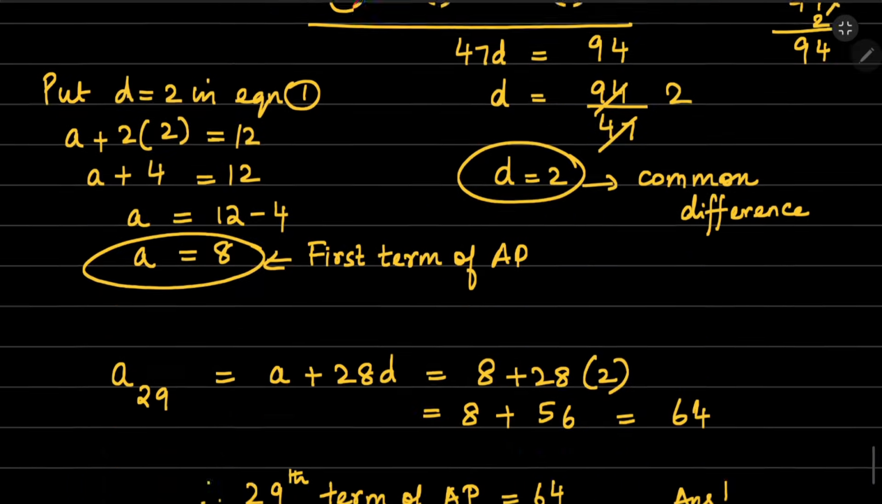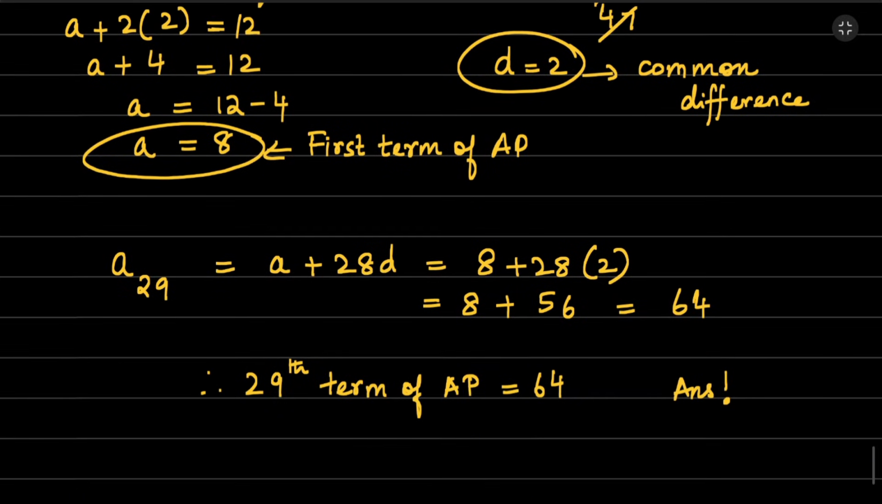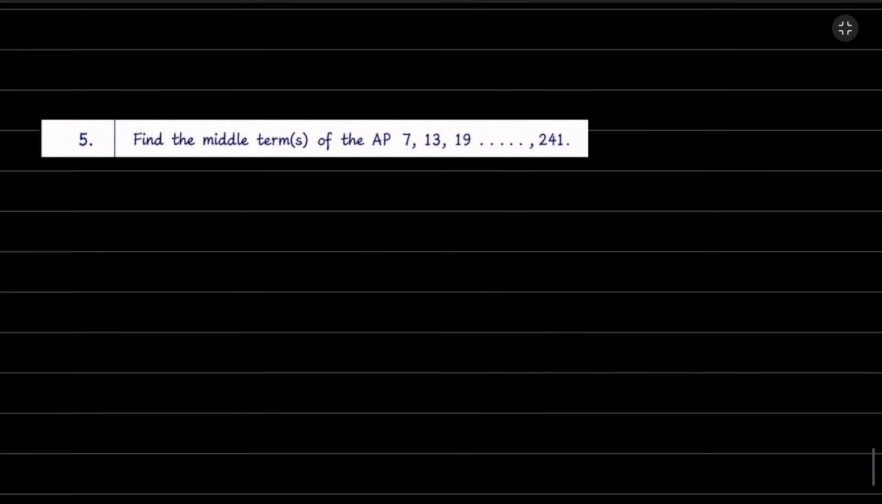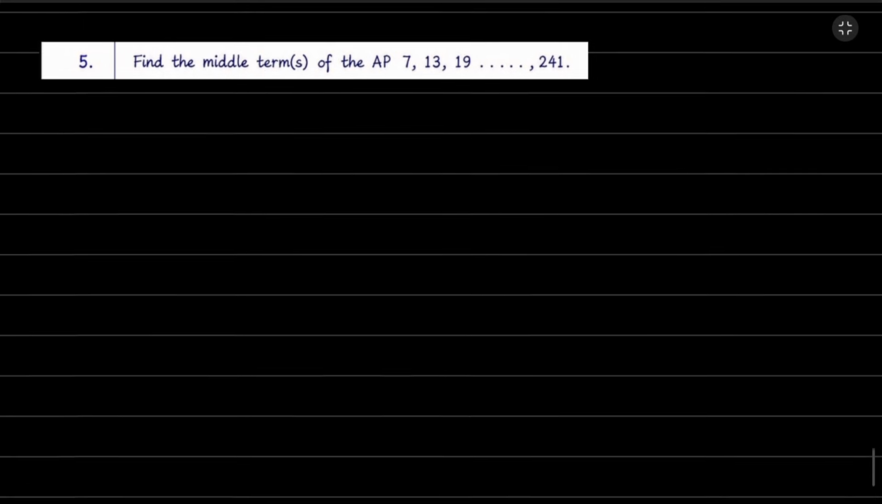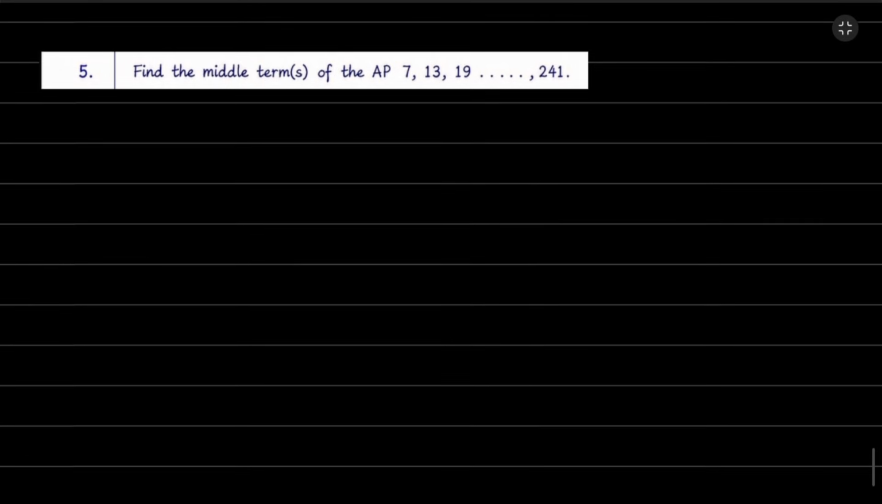Okay. Let's do one more question and we can continue the remaining in the next video. Right? Yes. Find the middle term of the AP. You're given an AP which is 7, 13, 19 and so on up to 241. You have to find the middle term of the AP.